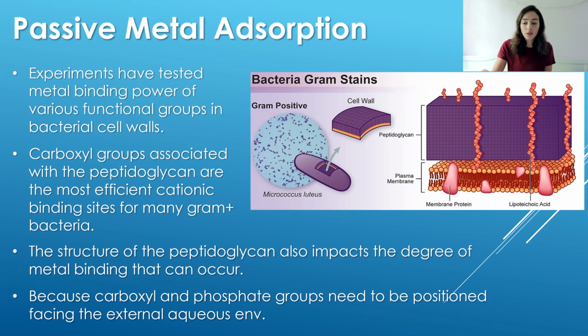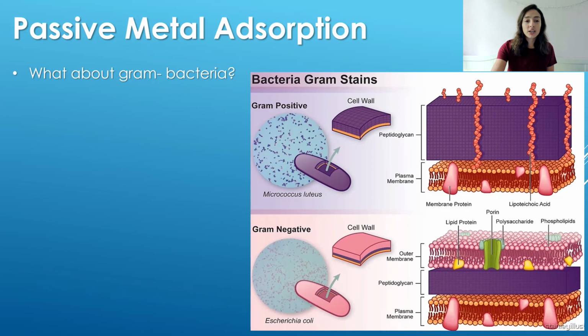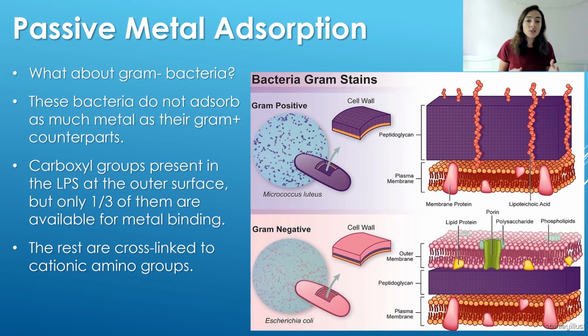What about gram-negative bacteria? Gram-negative bacteria do not absorb as much metal as their gram-positive counterparts. Carboxyl groups are present in the LPS, or lipopolysaccharides, that are present in the outermost membrane of the gram-negative bacteria. However, only one third of these carboxyl groups are available for binding metals in the external environment because the rest are cross-linked to cationic amino groups.